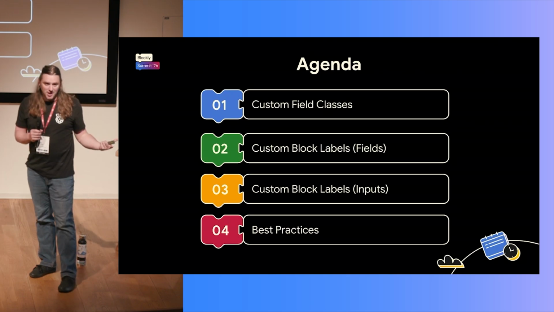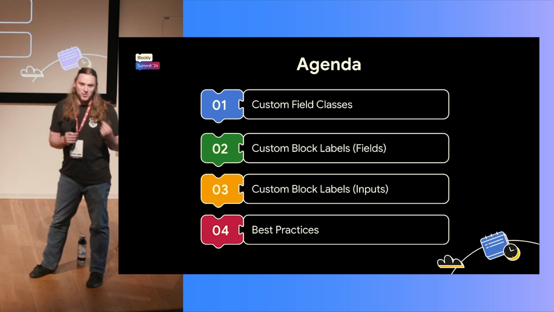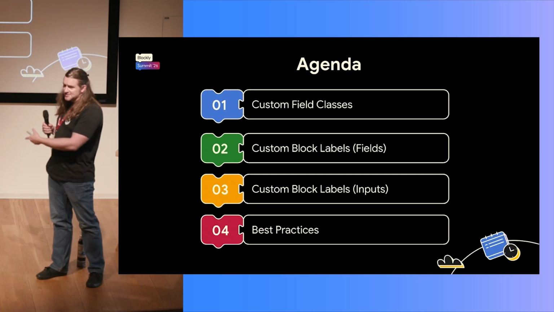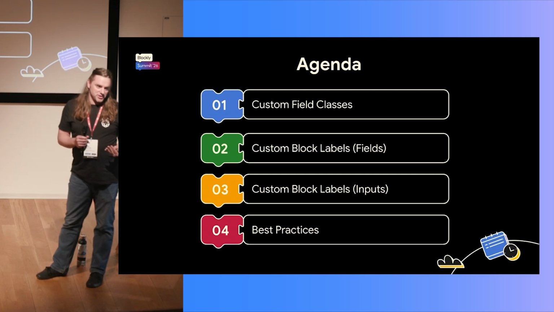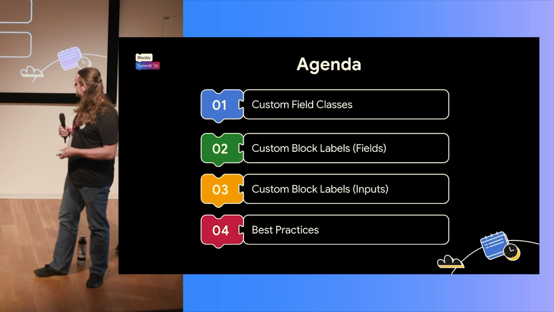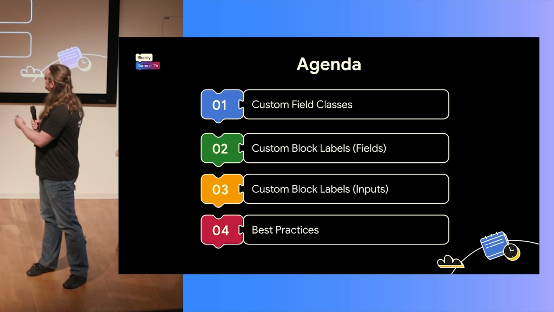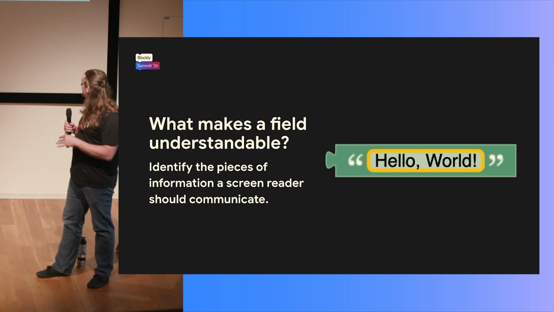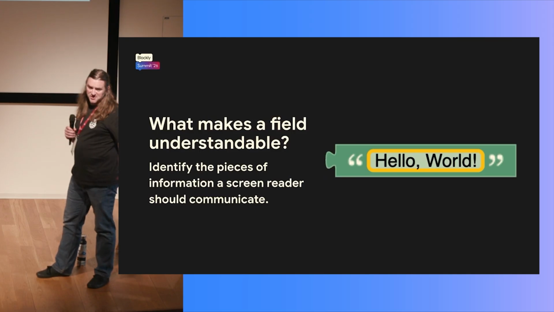If you've made custom blocks, and I can't imagine there are a whole lot of applications that don't have any custom blocks, there's going to be some auditing involved to make sure that your fields and your inputs are working the way that you'd expect, but we've tried to make that as easy as possible. We'll wrap up with some best practices. Before we jump in, I just want to do a little bit of basic context setting for fields themselves.